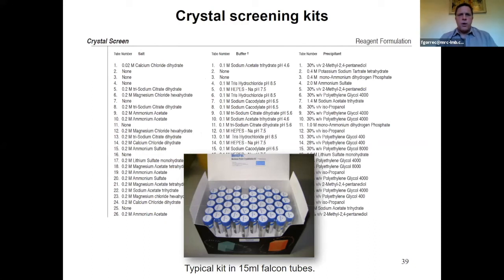Just to show you a very traditional formulation here, the salt is what I like to call additives. It's not always a salt, but the component in lower concentration is called salt or additive. Most conditions have a buffer, of course, to be more or less in control of pH. And the main component can be considered as the precipitant, usually this component in higher concentration. You can see, for example, here 30% MPD and 2 molar ammonium sulfate.